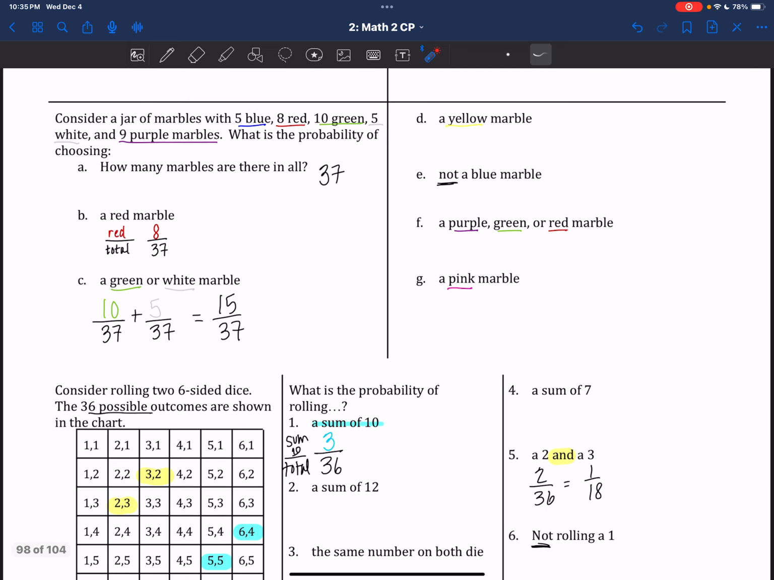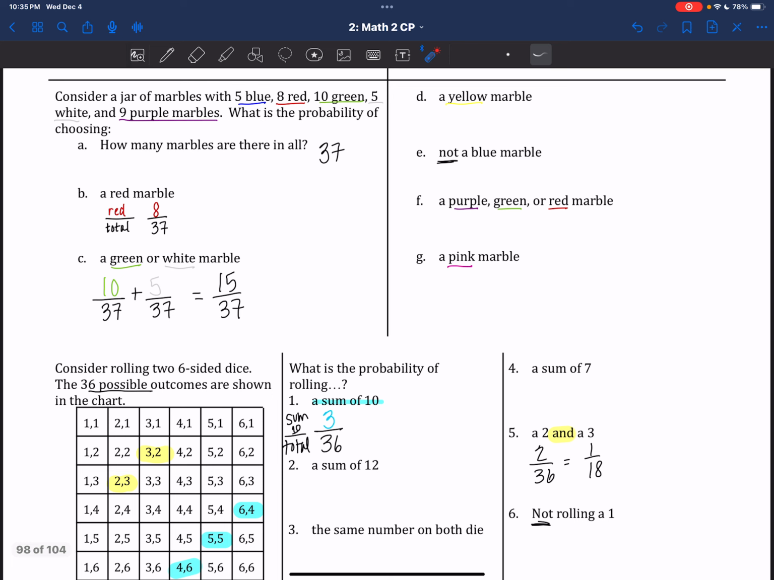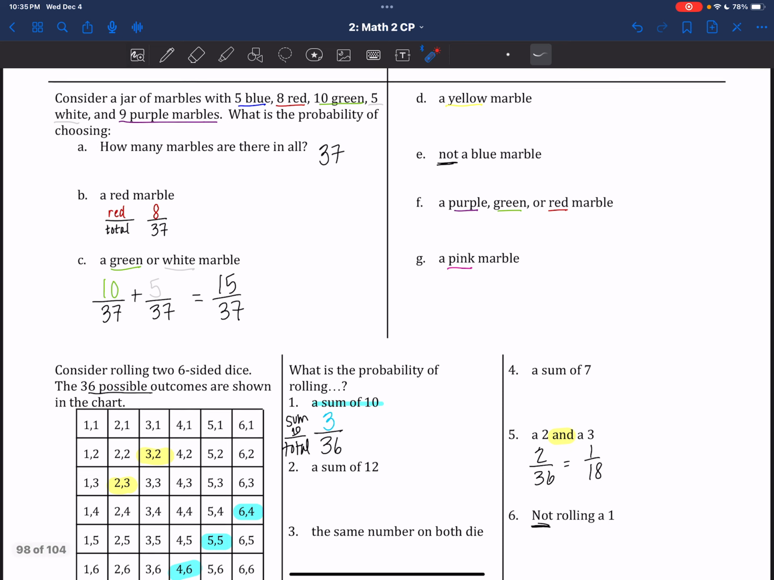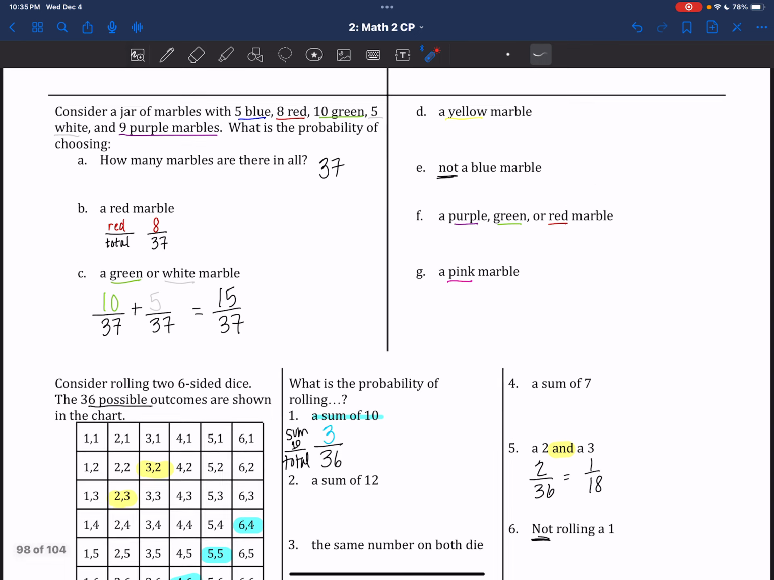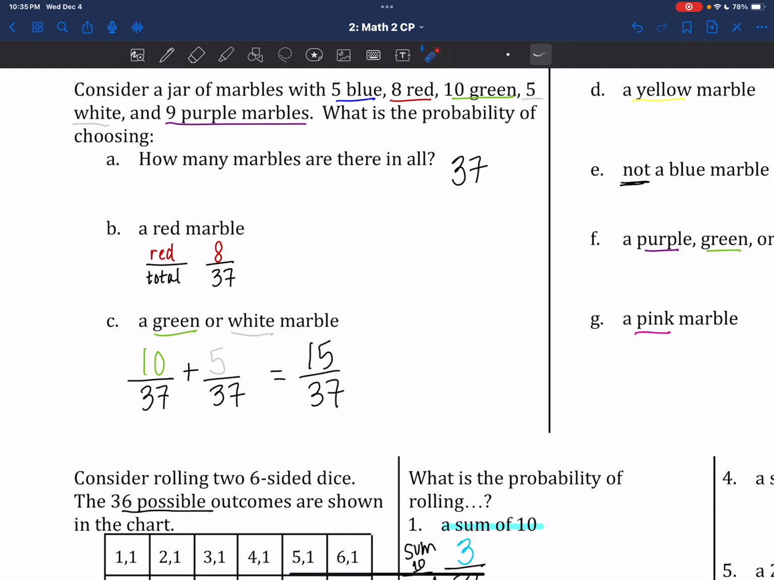All right. Now for this one, I started it for you, but you're going to finish the rest. So it says consider a jar of marbles, and I gave you all the nice little pretty colors here. What's the probability of choosing? Well, first we need to know the grand total. So we have to add all these together. Don't forget that 5 is kind of hiding there. And so we know our total is 37. So we're looking for a red. Well, here we said there's 8 red out of 37 total. And then that would be it.